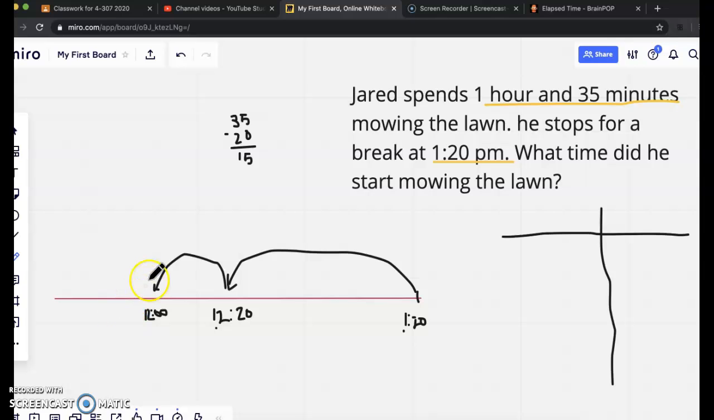All right. So now I have to go backwards, which means that we're going to be in the 11 o'clocks. Let's go backwards 15 minutes. I'm going to do that by counting by fives. So what's 5 minutes before 12? 5 minutes before 12 would be 11:55.